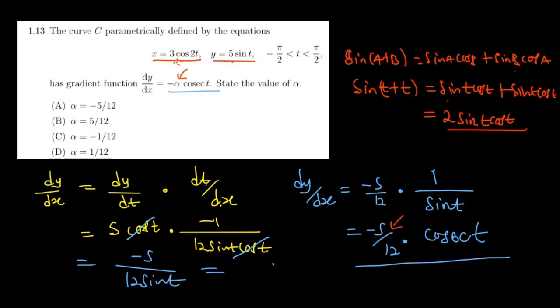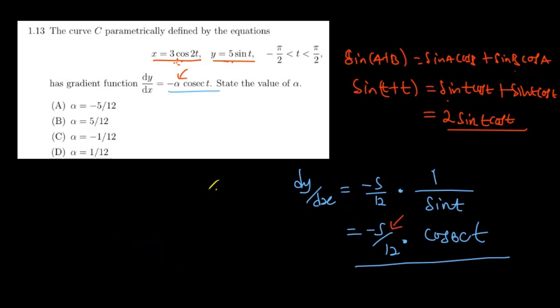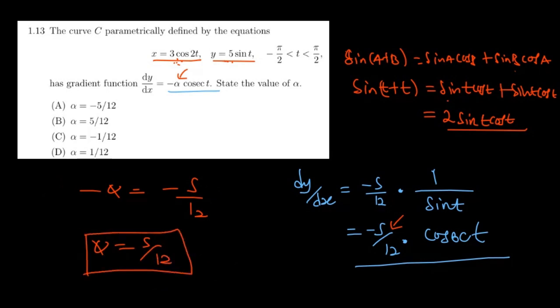Okay, so what will be the value of the alpha now? So I'm going to get minus alpha should be equal to minus 5 over 12. So divide both sides by a negative, you get alpha is actually equal to 5 over what? 12. So the answer there should be B. Okay, don't confuse it with the minus. Okay, so the answer there is B, so you pick B here.